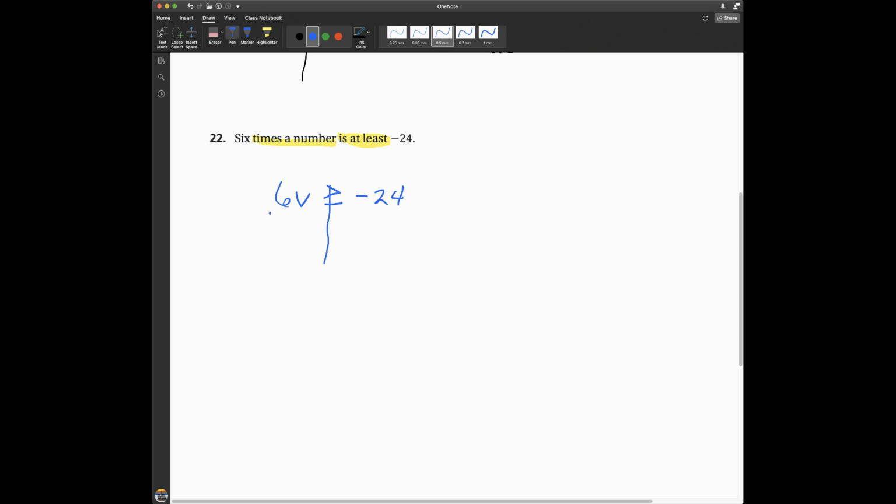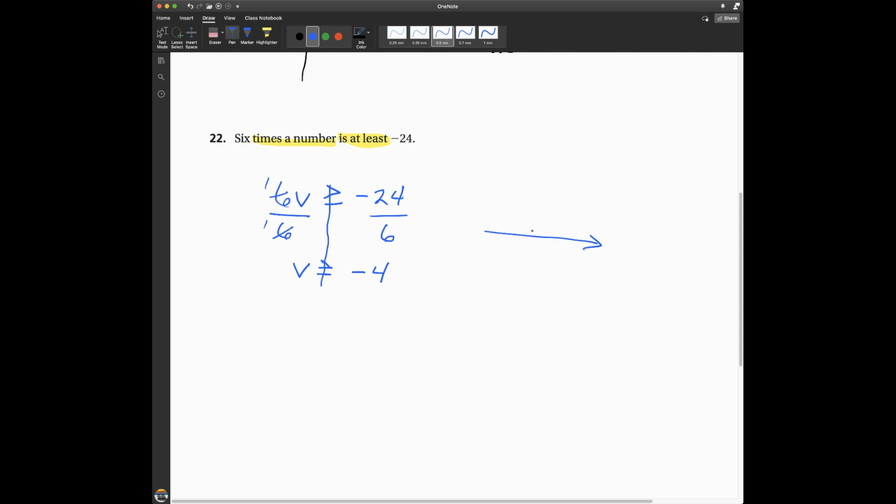And you guys know how to solve this one too. We're going to divide both sides by 6. Why? Because they cancel on the left-hand side, and that leaves V all by itself. And then I have a negative 24 divided by positive 6 is negative 4.